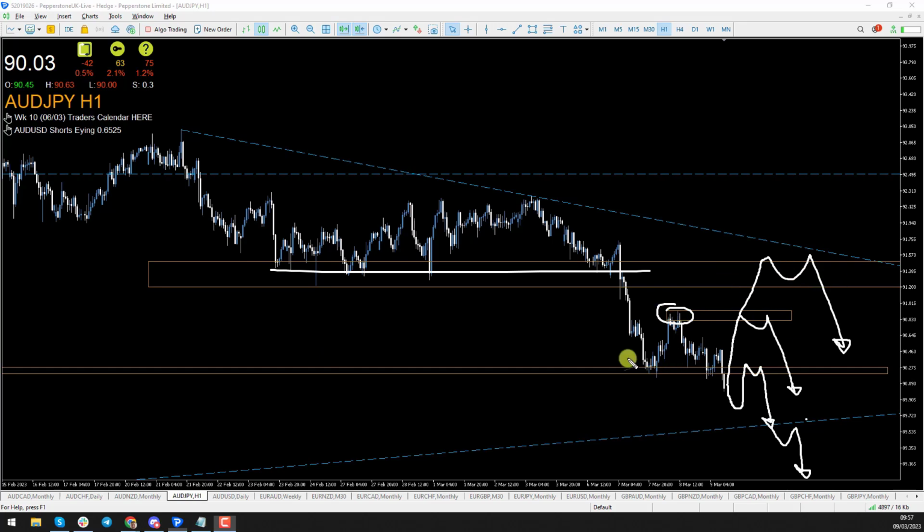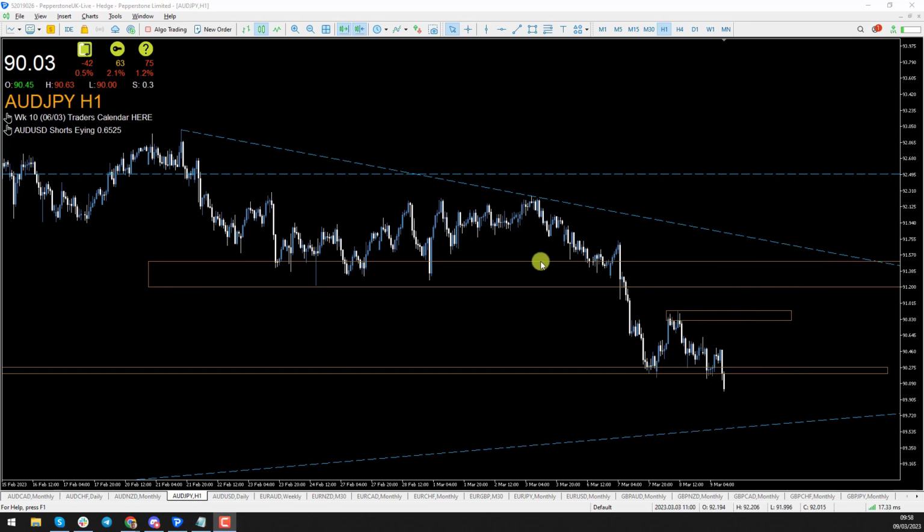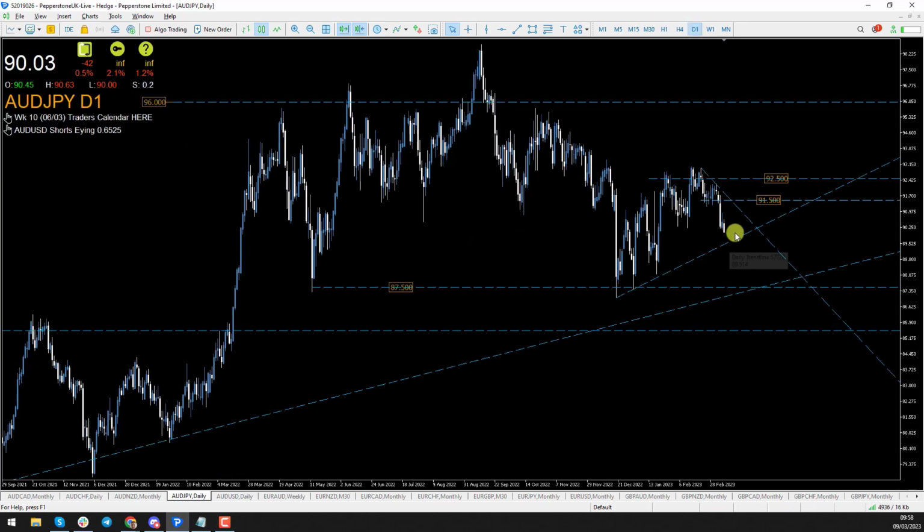So multiple different options for you to look at with Aussie yen, but I'm favouring the downside here at the moment. The Australian dollar weakening, yen getting stronger. We've got some good areas to target on the way down now. Price is starting to kind of show us that it wants to move lower.